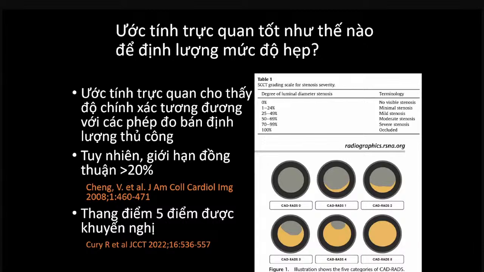How good is visual estimation for quantification of stenosis? This is what we use every day in real life, and it's been shown that visual estimation is as accurate as manual semi-quantitative measurements. However, the limits of agreement are wide, more than 20%, so we still use a 5-point grading scale, which is 0, 1 to 24%, 25 to 49%, 50 to 69%, 70 to 99%, and 100%. So there are all these CAD-RADS categories, which I think you are all familiar with.